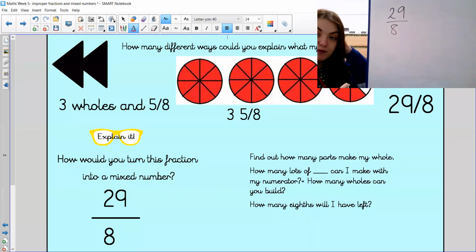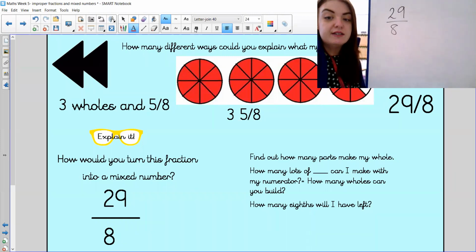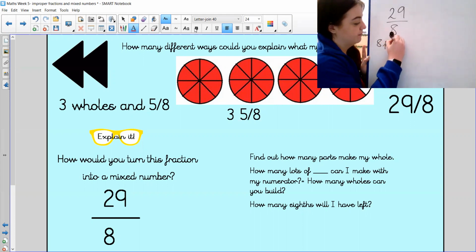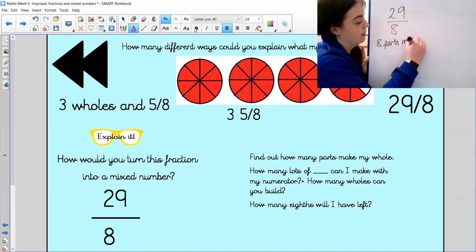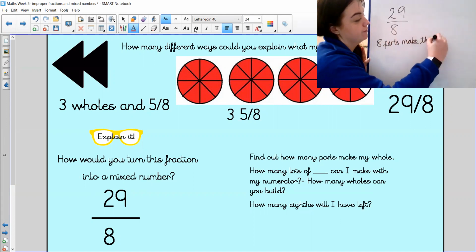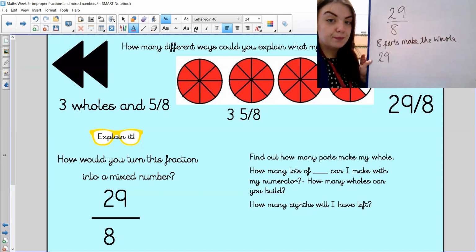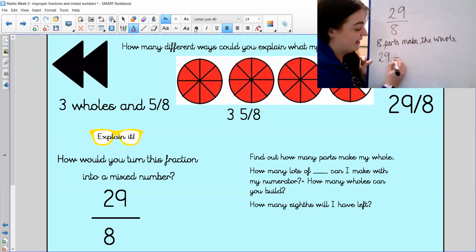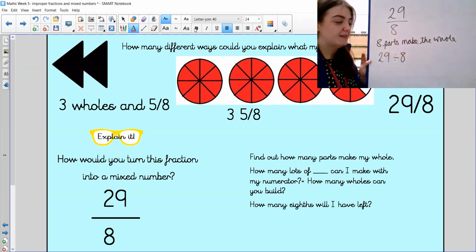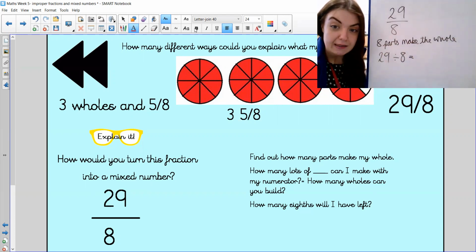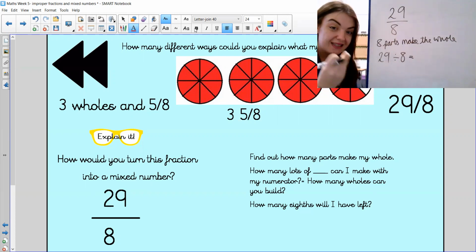Okay, so there's the improper fraction that I'm going to start off with. So how many parts make my whole? So 8 parts make the whole. I have 29 of them. Okay, so I'm going to find out how many groups of 8, so how many wholes can I make? So the number sentence that I'm going to do there is 29 divided by 8. Okay, because I'm going to see how many groups of 8 I can make.